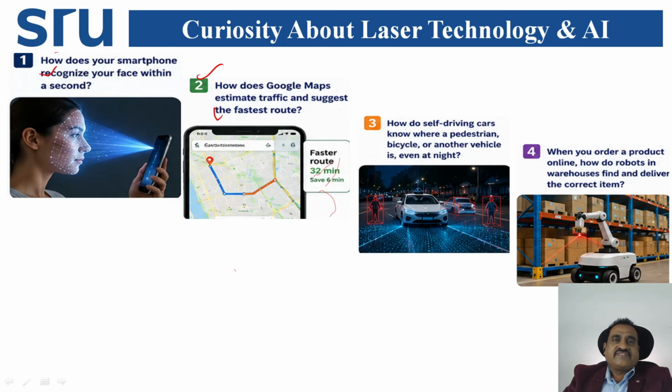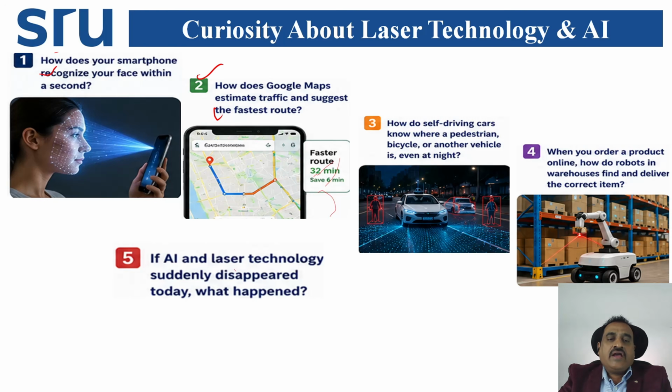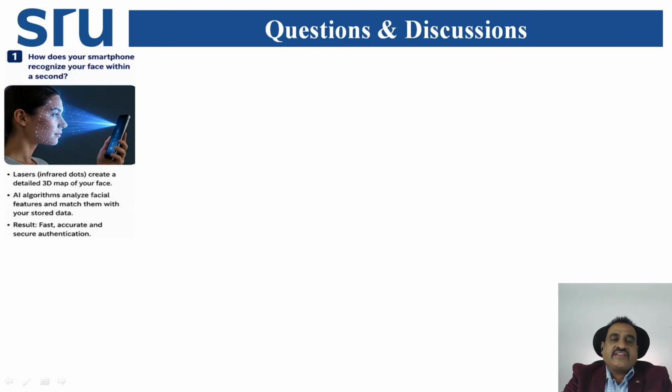Laser systems, sensors, computers, and AI often work together. Understanding the basic physics of laser concepts and artificial intelligence concepts behind these systems can therefore help us appreciate how modern technology actually works. Let us discuss these examples briefly. You can see the answers here.